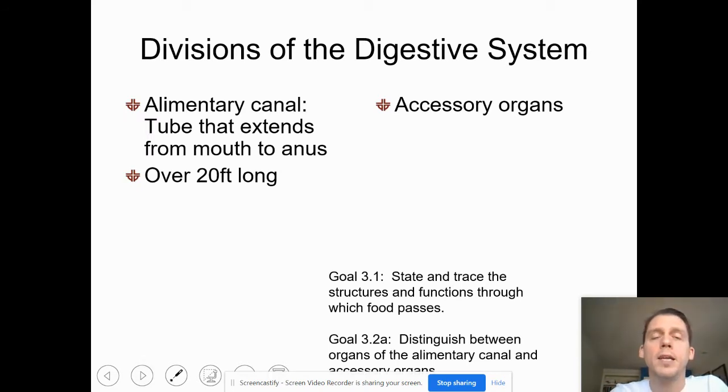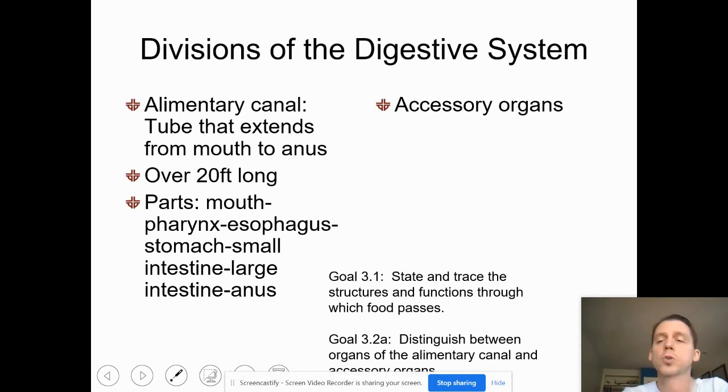There are two main parts to the digestive system. The first part is called the alimentary canal, and the alimentary canal is a huge tube. You can think about this tube as going from your mouth all the way to your anus. And even though it's not one straight line, it is basically one very long tube, over 20 feet, in fact.